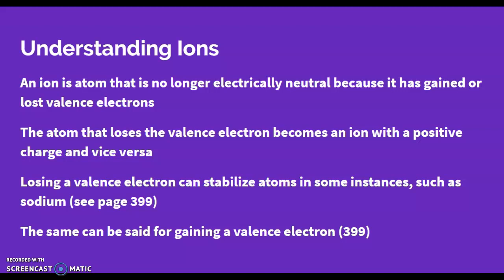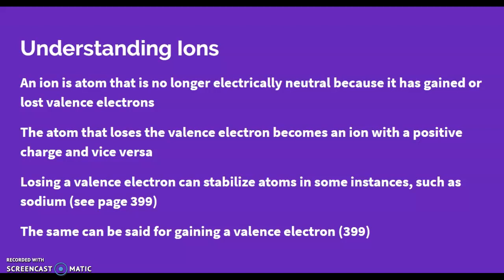So if you go to your book on page 399, it gives a great example in the charts of how sodium basically stabilizes when it loses a valence electron. Why is this? Well, if you look at your book, you'll see that sodium has one valence electron. It's in group 11. So when it loses that valence electron, that's no longer the valence electron ring, because it was just that one. It goes down to the next ring, which has, you guessed it, 8 electrons.